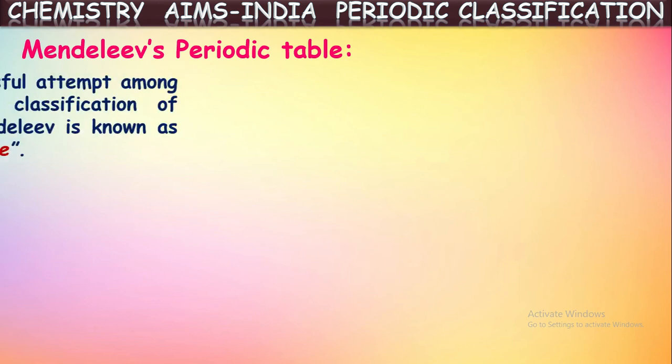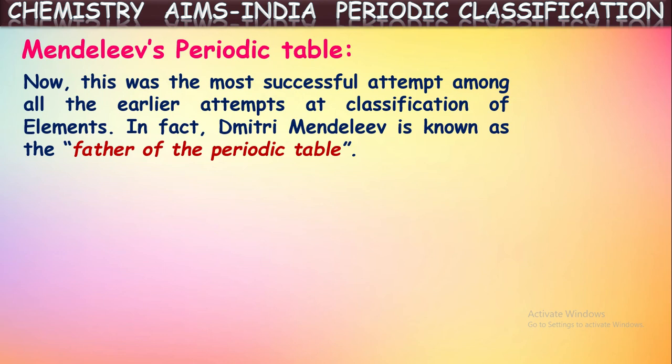Dmitry Mendeleev. Now this was the most successful attempt compared to all the earlier attempts at the classification of elements. Mendeleev mostly succeeded in classifying the elements, whereas the earlier classifications done by Lavoisier, Dobereiner and Newlands mostly had certain limitations and failed. But Mendeleev was the most successful in attempting the classification of elements.